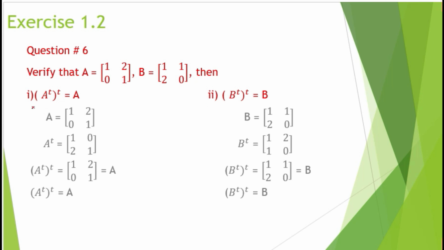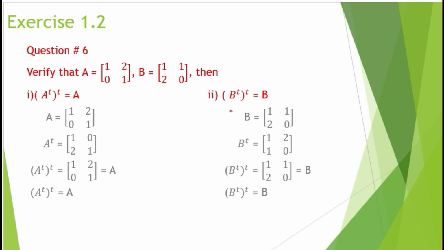Let's get started with the first one. So first, A is equal to 1 2 0 1 and we take its transpose. So A transpose is equal to 1 2 0 1, changing rows into columns. Again taking its transpose, it will become 1 2 0 1, which is equal to the capital A. So the transpose of A transpose is equal to A.